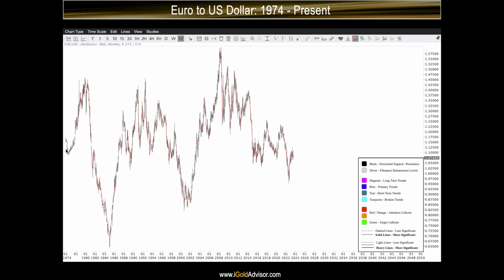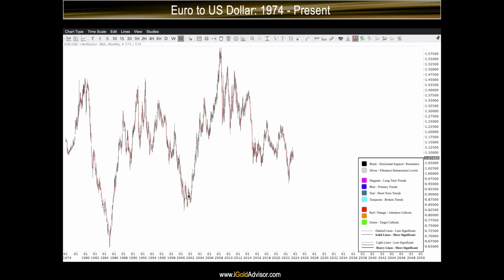Remember, prior to the early 1970s, all currencies were officially tied to the US dollar, which itself was officially tied to gold. After 1971, after the breakup of the Bretton Woods Accords, is when currencies were allowed to freely float against one another. So we are looking at a 75-year chart here, all of the available data between the euro and the United States dollar.